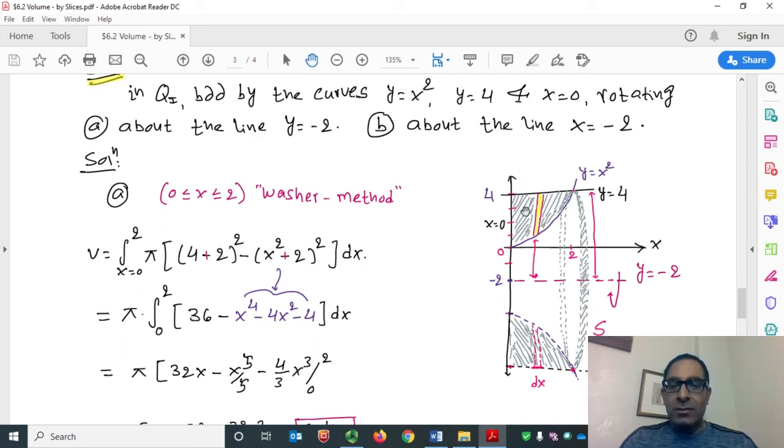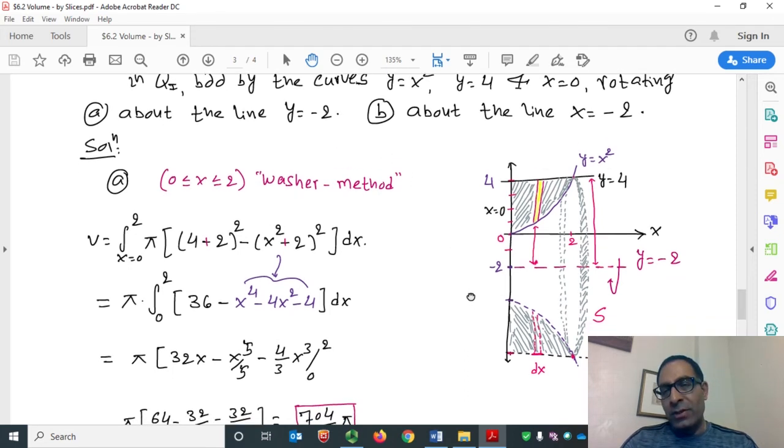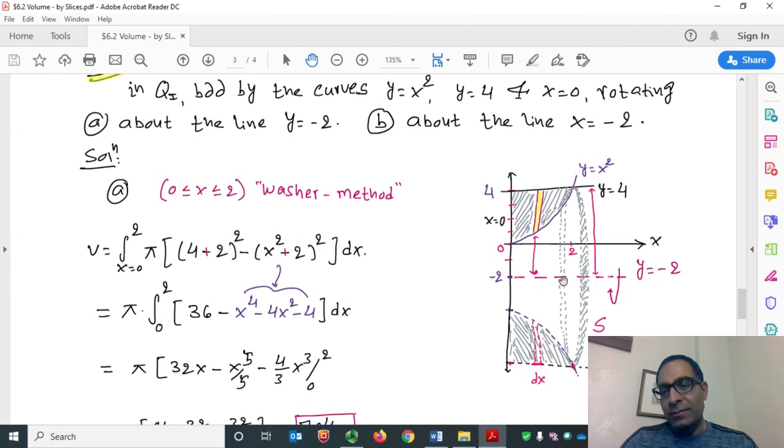So we are rotating this region around the line y equals -2. y equals -2 is down here. So this whole region we are rotating around the line y equals -2. Okay. So the idea is we draw the stripe here. This stripe is perpendicular to the axis of rotation. So its width is dx, so we are integrating with respect to dx.